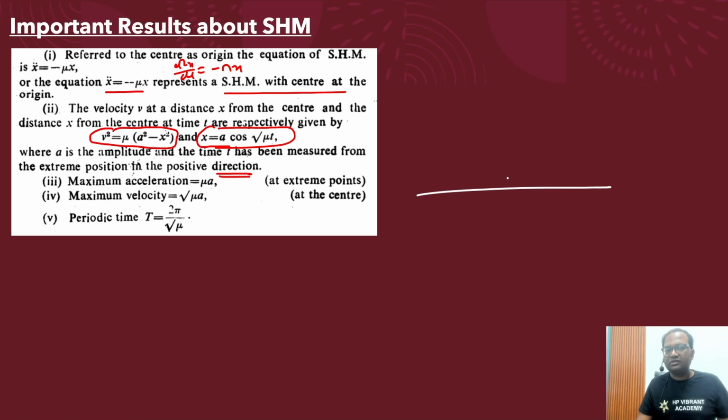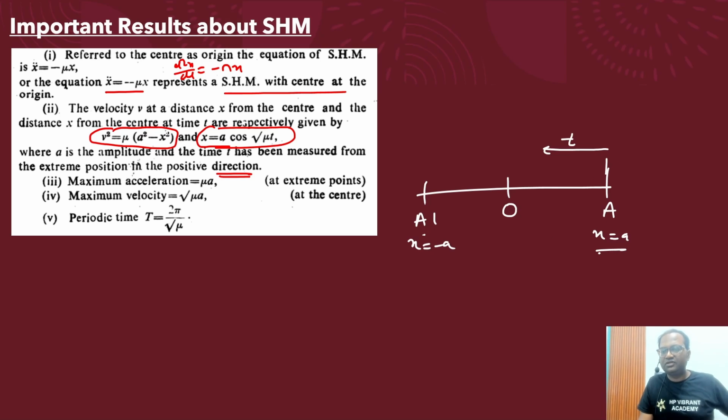So we have t. This is the starting point. This is a, this is o, and this is a dash. So t is measured from the extreme position. So this is the extreme position. This is also the extreme position. So t is measured from the extreme position in the positive direction.